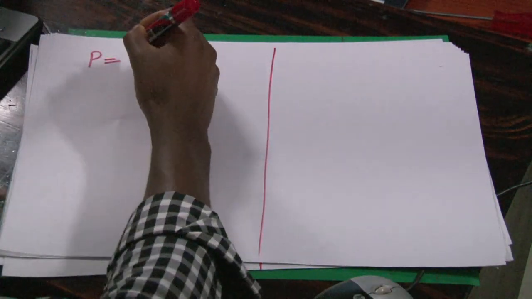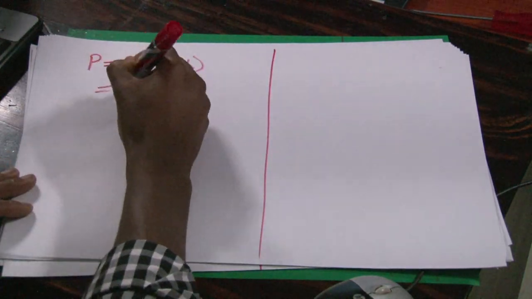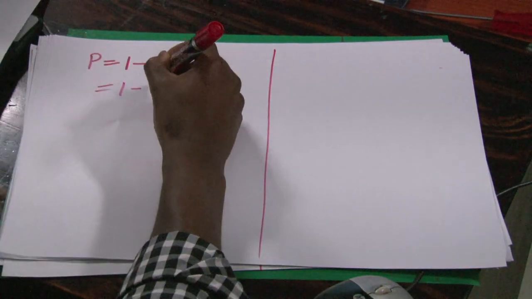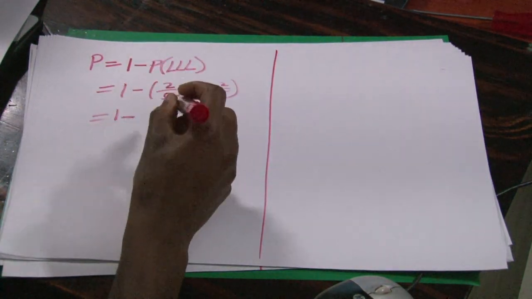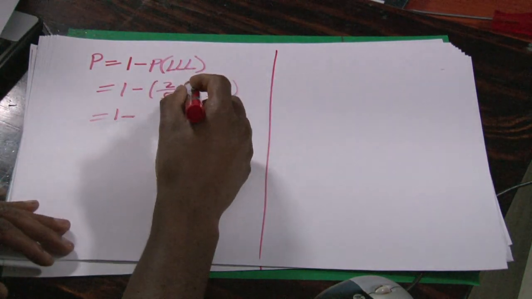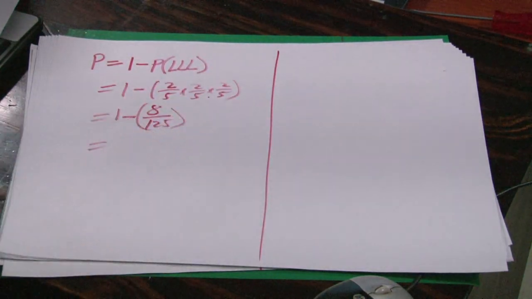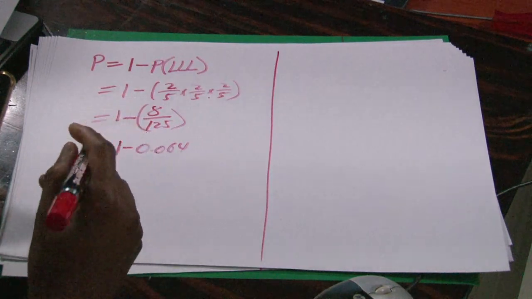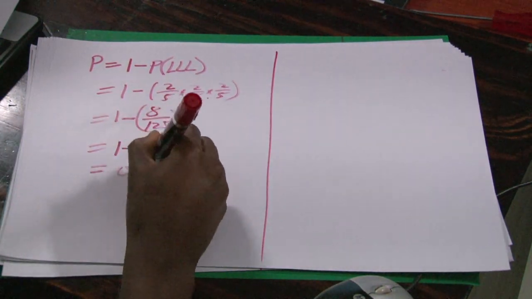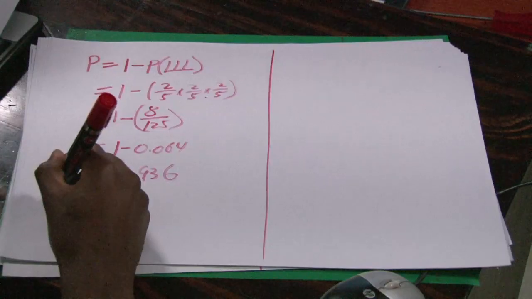Only this one. So basically what I've been asked is 1 minus the probability of having everything lemon, which is the last one: 1 minus 2 over 5 times 2 over 5 times 2 over 5, which gives you 1 minus 2 times 2 times 2. 2 times 2 is 4, 4 times 2 is 8. 8 over 5 times 5 times 5 gives you 125. 8 divided by 125 gives you 0.064. 1 minus 0.064 gives us 0.936. That's how we got it there, as you can see.